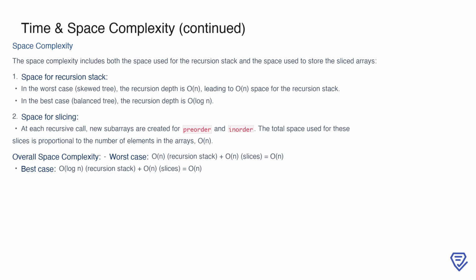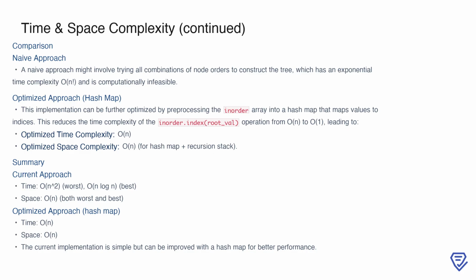still simplifies to O(n). Comparing approaches, a naive solution might try all possible combinations of node orders to construct the tree. This would result in an exponential time complexity, which is computationally infeasible. The current approach, while much better, still has room for optimization.